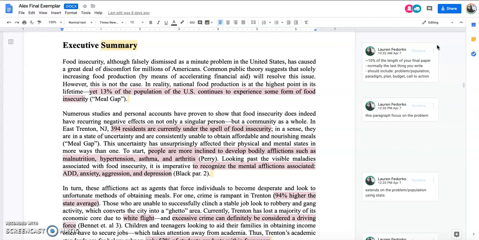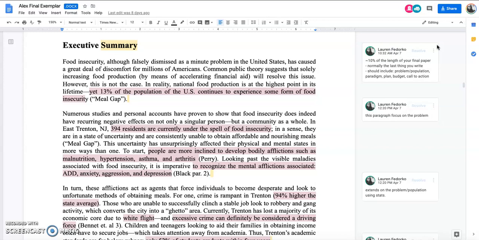This is a section that should be persuasive. You should be using quotes. You should be going through in a chronological order of the problem, population, paradigm, plan, budget, and discussion. And it should be only highlighting the most important parts of what you're including in your longer, more developed paper.